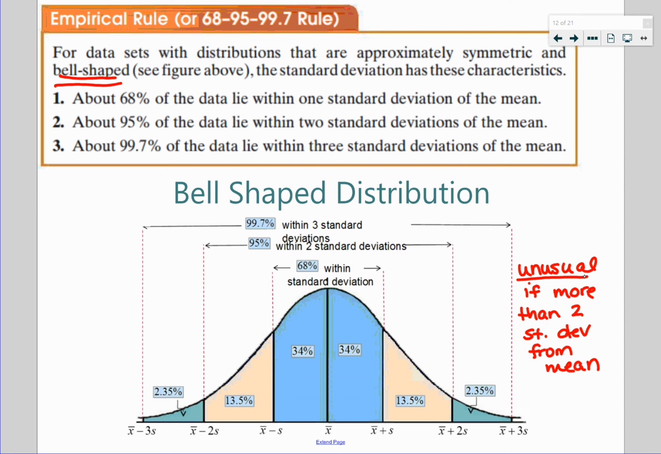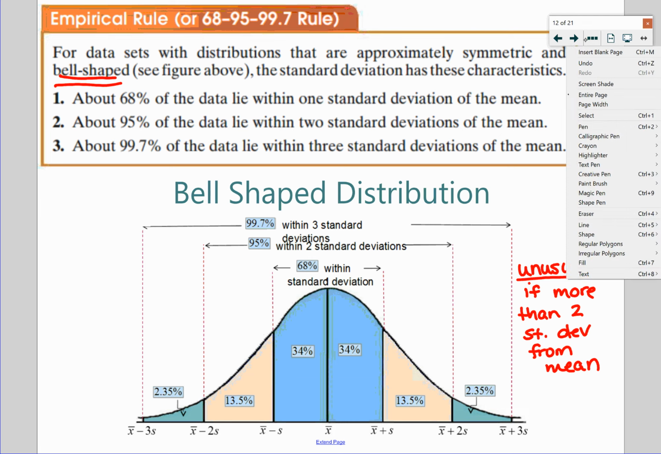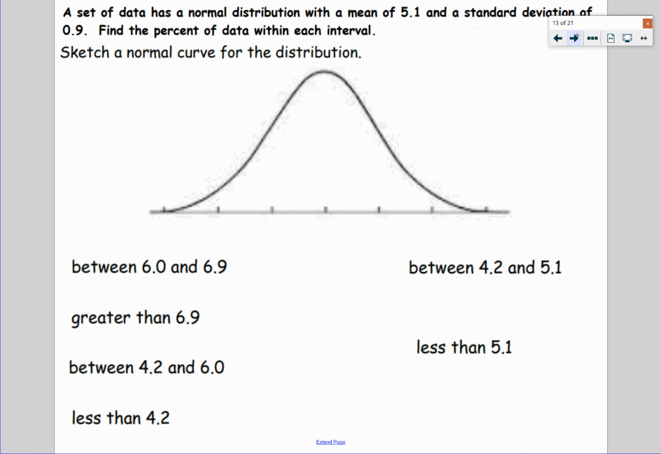Everybody have what they need? Yeah, okay. All right, so this is the first problem on your paper.